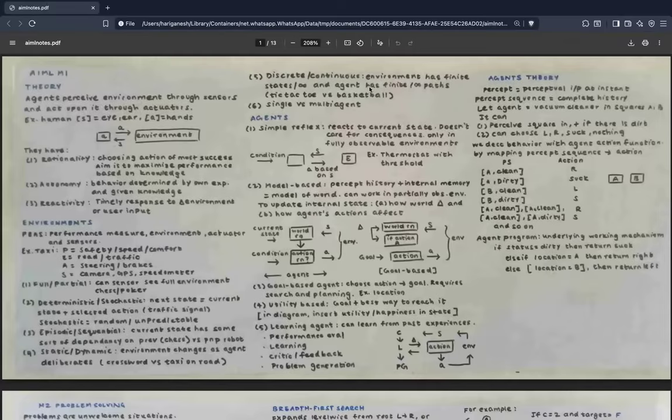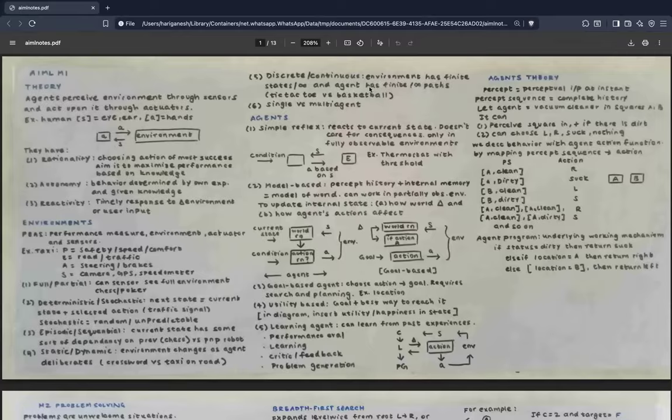So AIML, the first module is just theory mostly. We'll go through it really quickly. Agents perceive the environment through sensors and act upon it through actuators. So there's an environment, there's an agent. They take in information through a sensor and they act upon it using an actuator. A few examples are given there.